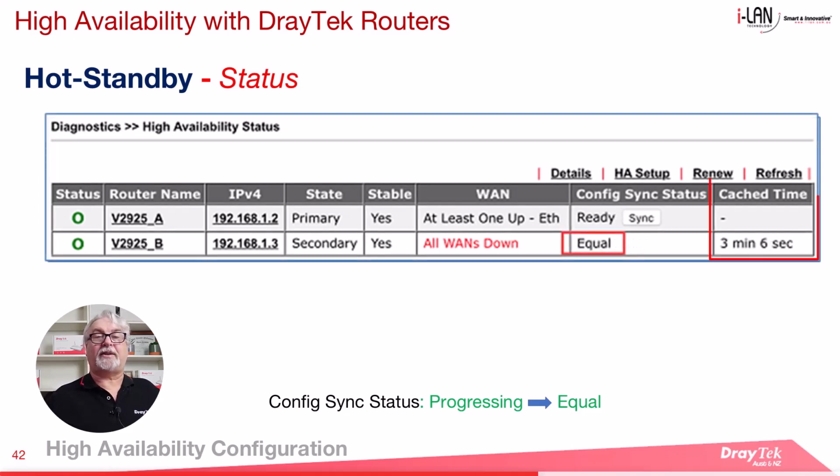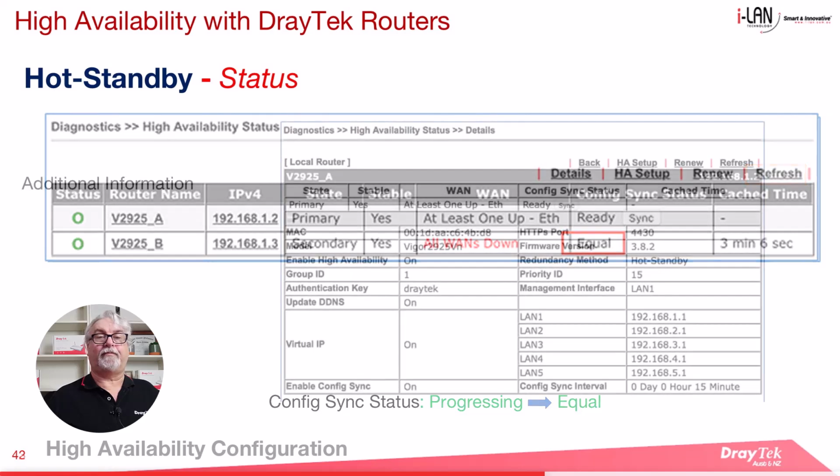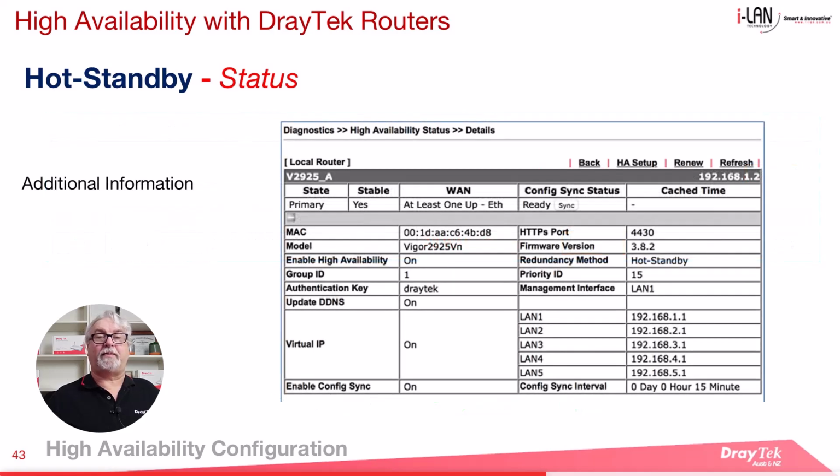This will change to equal when the routers are synchronized. Keep in mind that the cache time shows the duration between router synchronizations. To refresh the details of the remote router, click Renew, and to update the details of the local router, click Refresh. To view more status information, simply click on the Details tab, which is illustrated here.